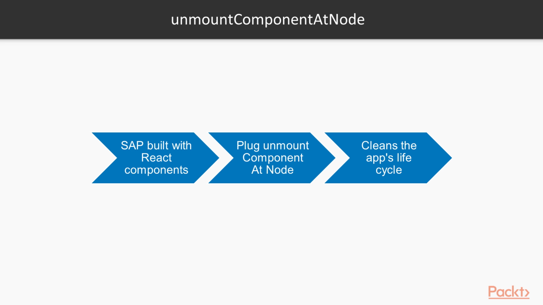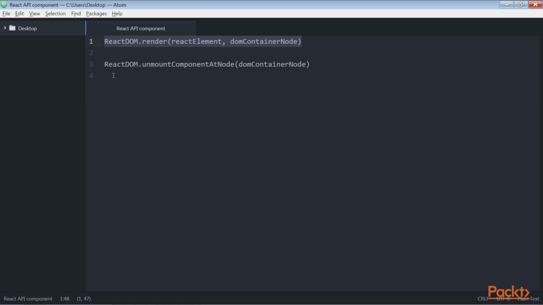Another method, unmountComponentAtNode, is used to clean your code. When we have an SPA built with React components, we have to plug in unmountComponentAtNode to initiate at the right time, which results in cleaning the app's lifecycle. Take a look at the highlighted code. Most of the time, I have observed that developers don't call the unmountComponentAtNode method, and this results in having a memory leak issue in their app.